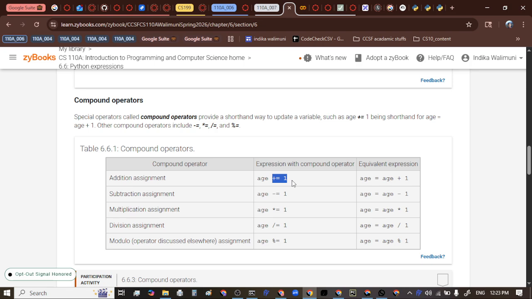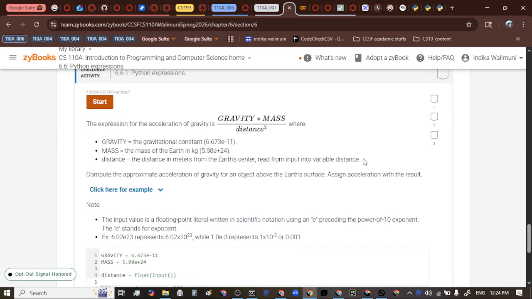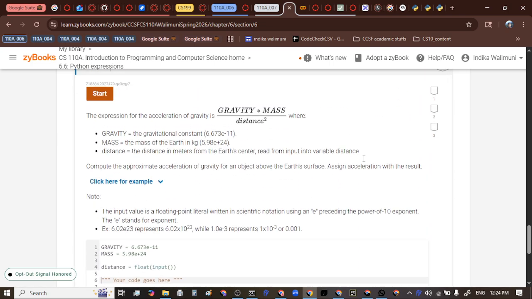All right, so let me ask: the operator plus equals, is it a binary, unary, or ternary operator? Yeah, you can think of it as a binary operator, right? There are still two operands. Okay, so let's go.